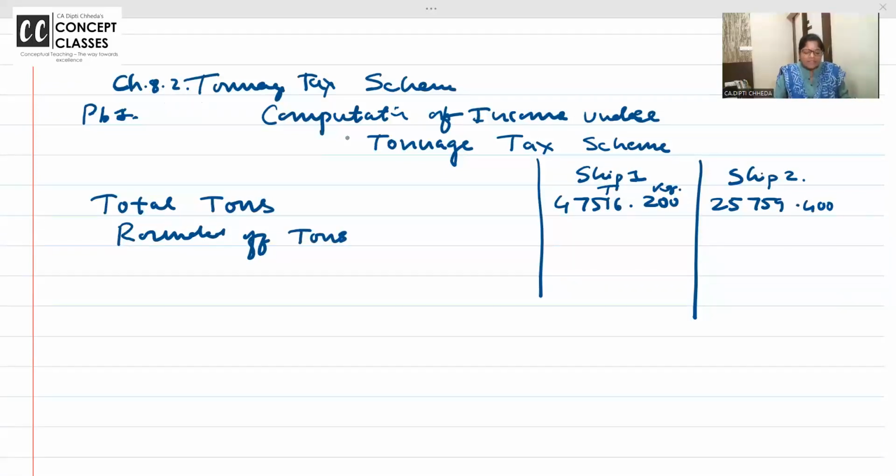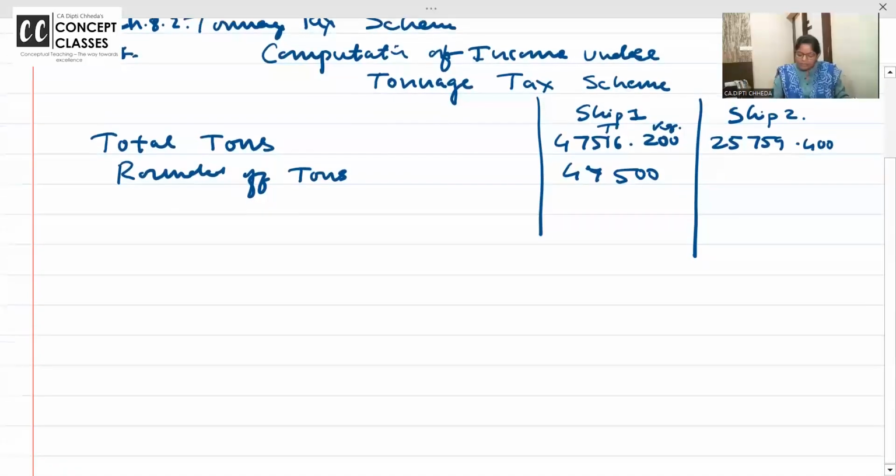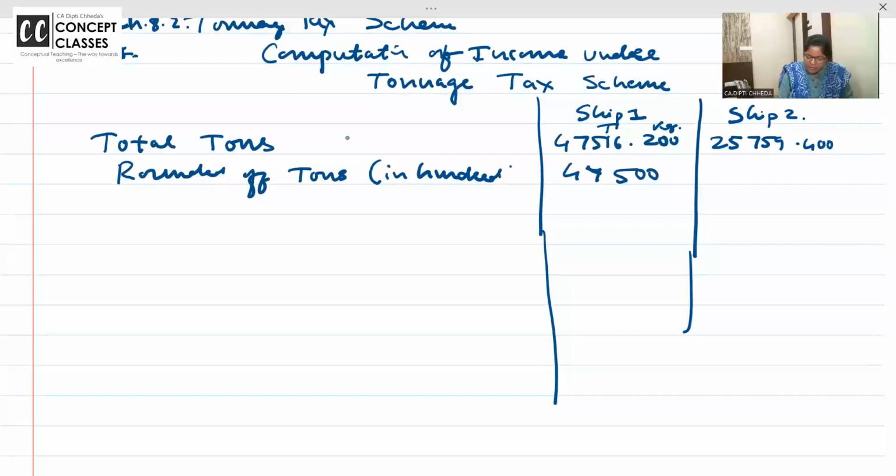Rounded off tons: 47,500. 16 tons we will ignore. Write it like 47 hundreds, rounded off tons in 100, so you remember to round off to 100. 25,800. Okay, this is your data.